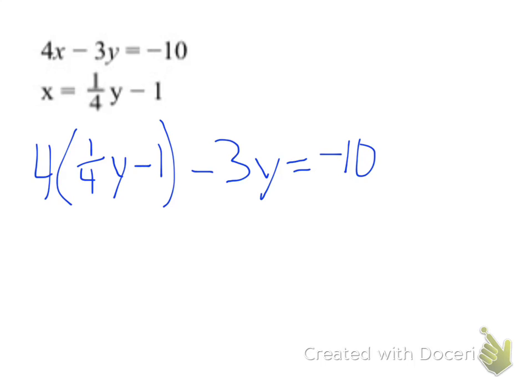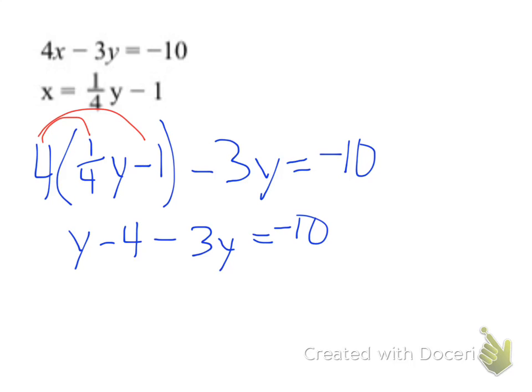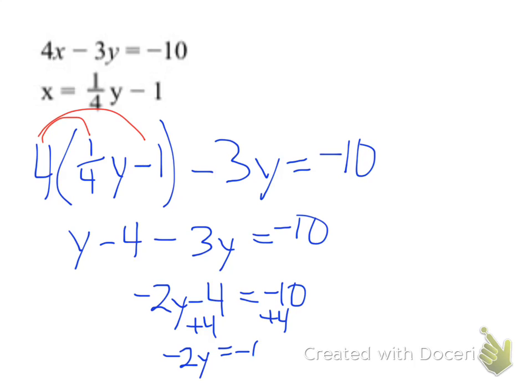So I now distribute my 4 here. So I will get 4 times 1/4 is just 1, so 1y minus 4 minus 3y equals a negative 10. Combining like terms on the left side will give me a negative 2y minus 4 equals negative 10. Adding 4, I get a negative 2y will equal negative 6, and my y value is going to be a positive 3.